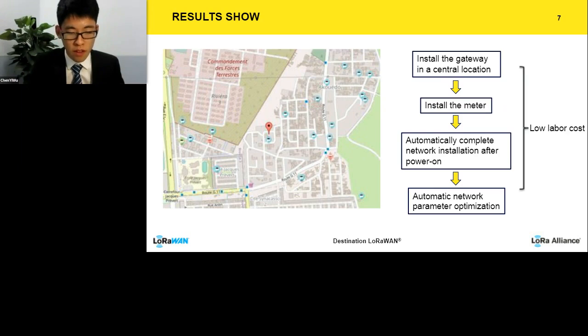And with the LoRaWAN technology, our smart meter installation is very easy. First, install the gateway in a central location, and then install the meters within 2 kilometers around the gateway. After power on, the meter will automatically access the network and optimize its parameters. Compared with traditional meter installation, there is no addition in manpower cost.